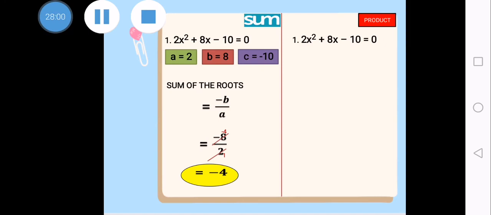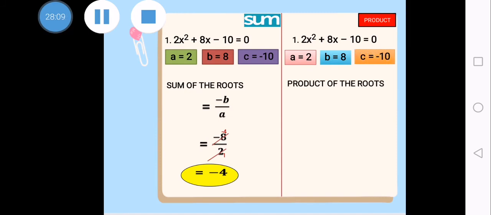Okay? Next, sa product naman, alamin ulit natin ang value ni A, ni B, at saka ni C. Since sa product, ang kailangan lang po natin is yung constant term and the quadratic terms. Ang product of the roots ay equal po kay c over a. So, ang value po ni c natin obviously is negative 10. Ang value naman ni a ay positive 2. Kaya, negative 10 over 2. Reduce po ulit natin. So, negative 10 divided by 2. So, ang product of the roots ng quadratic equation ay negative 5.